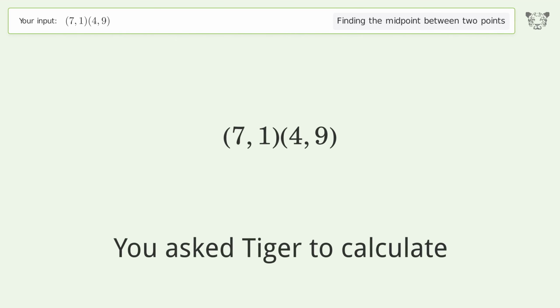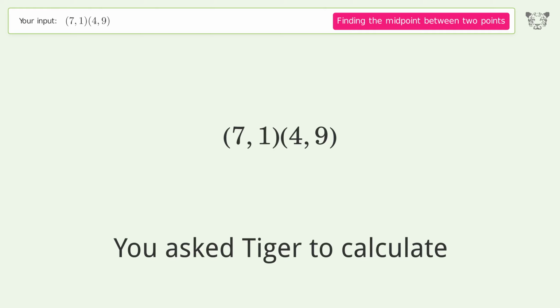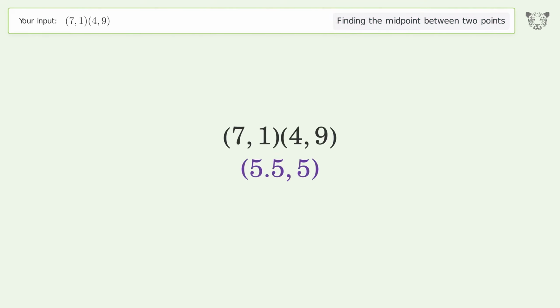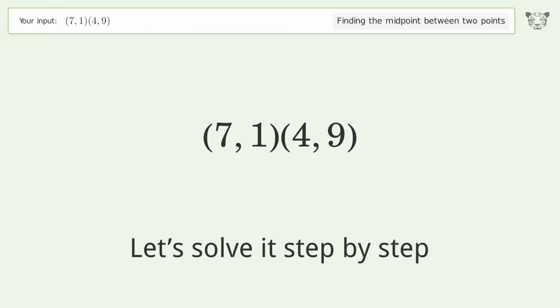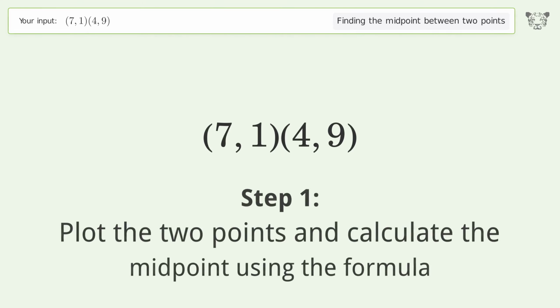You ask Tiger to calculate. This deals with finding the midpoint between 2 points. The midpoint between the 2 points is 5.55. Let's solve it step by step. Plot the 2 points and calculate the midpoint using the formula.